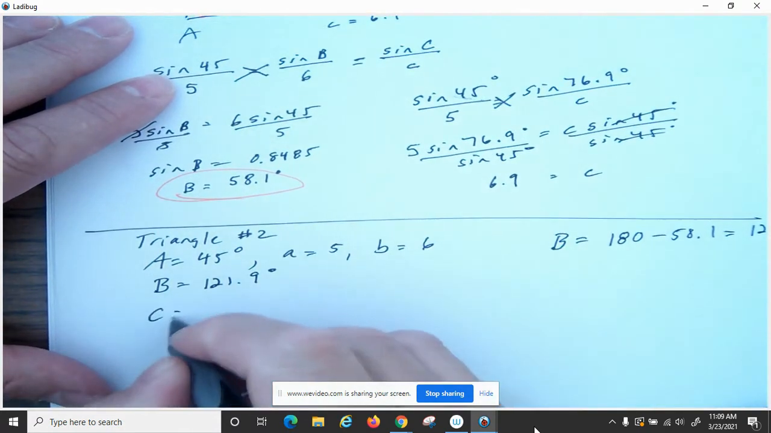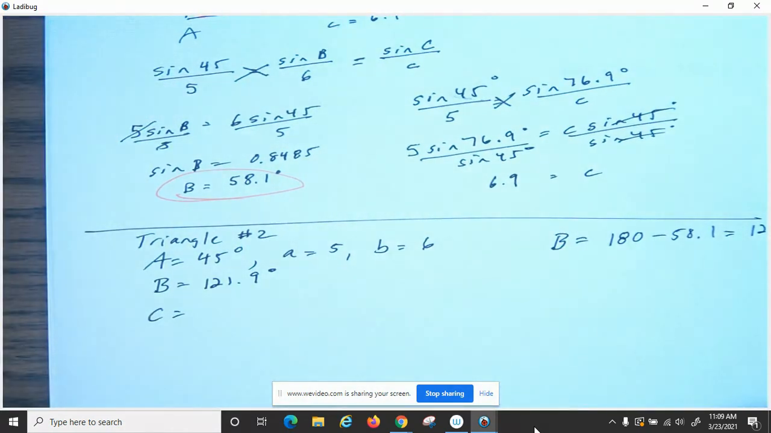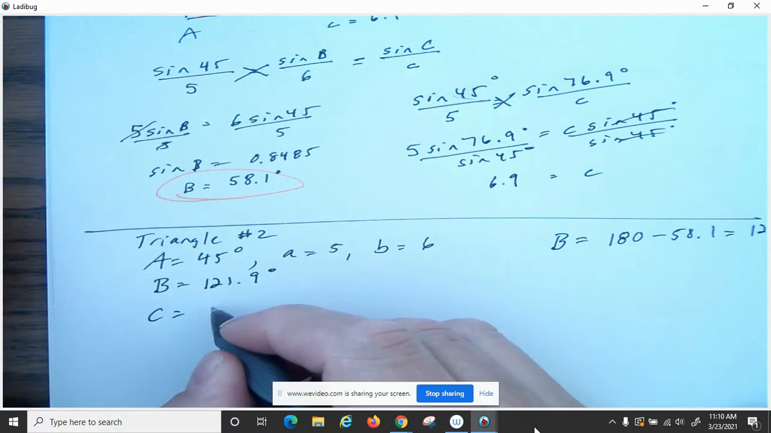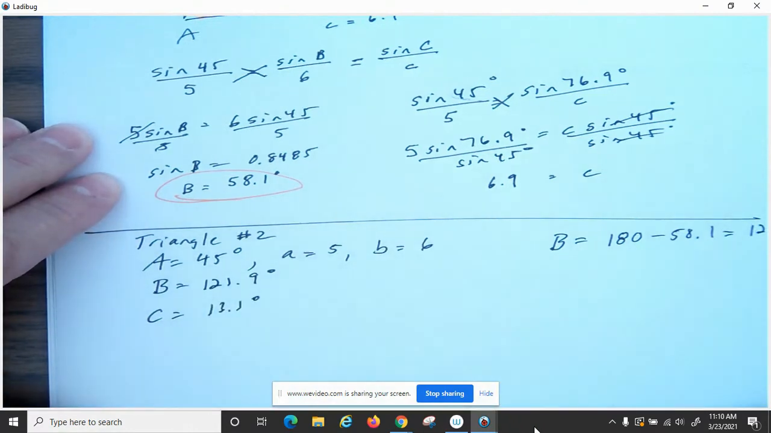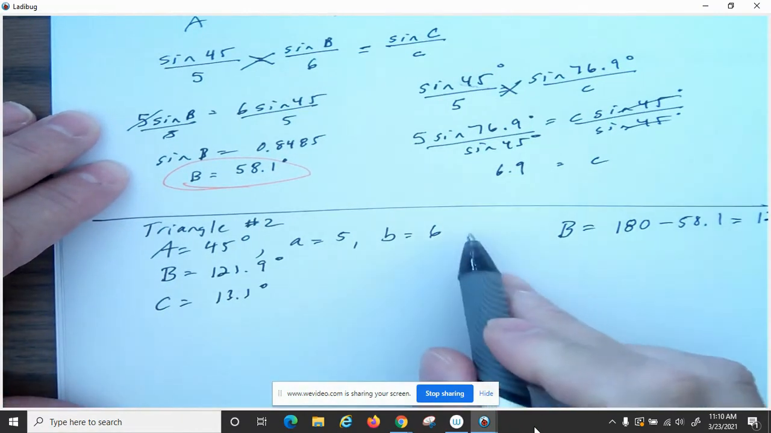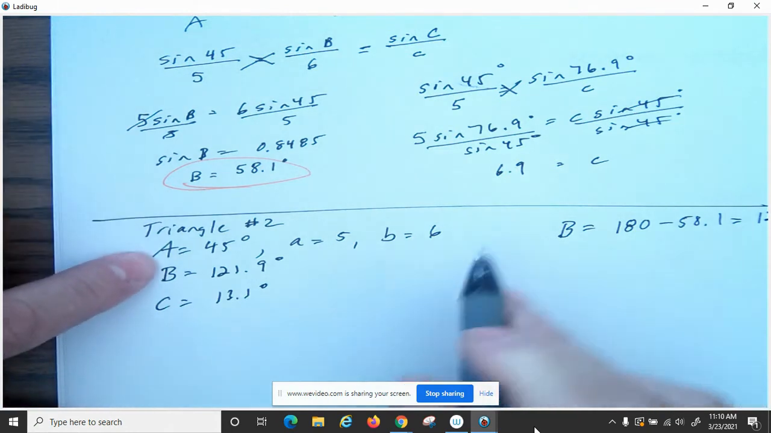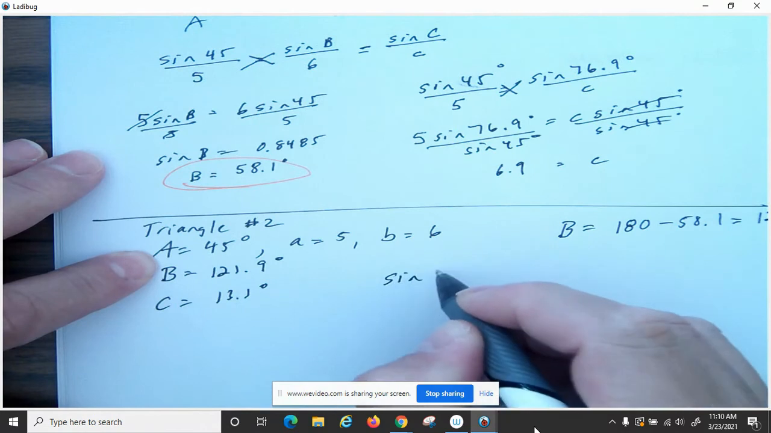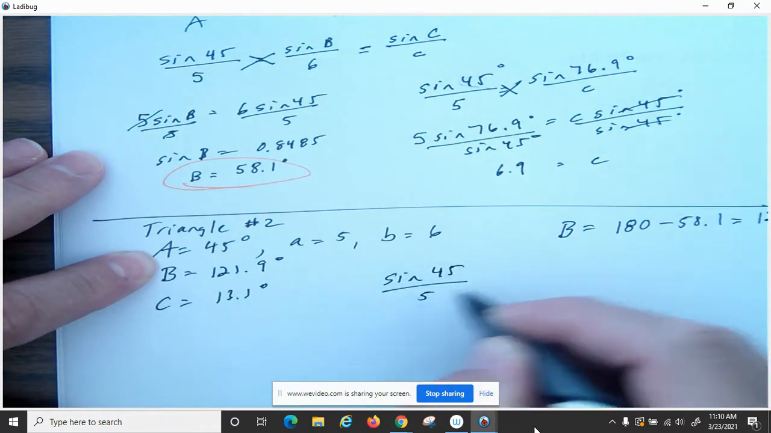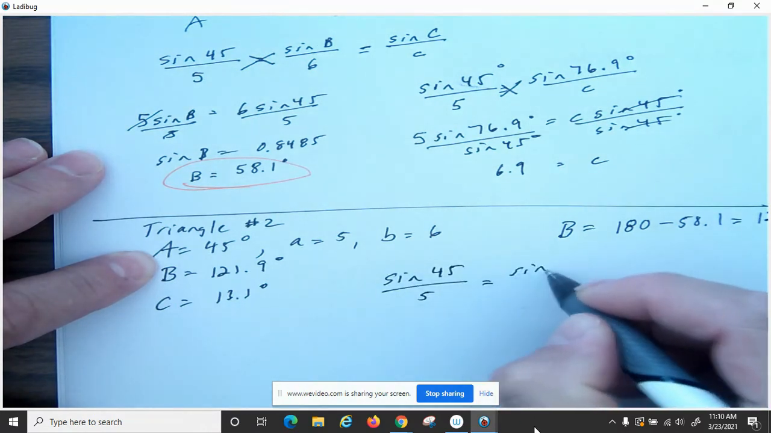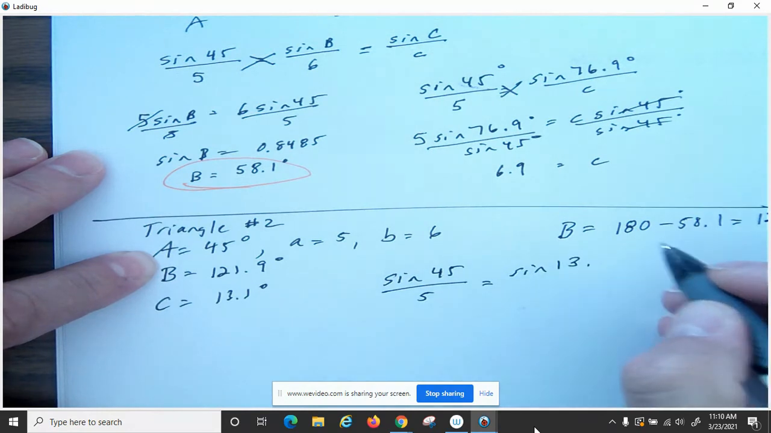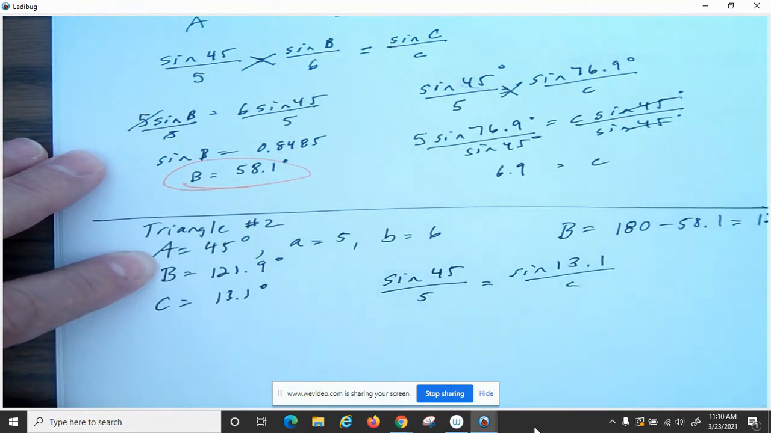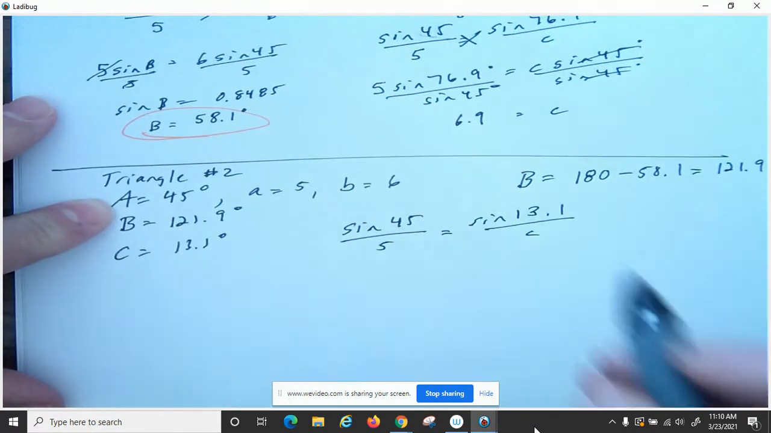From here, I can go ahead and find angle C by doing 180 minus 45 minus 121.9, and that will give me 13.1 degrees. The only thing else I need to find is side C, excuse me. So I'll use the sine of angle A over A is equal to the sine of angle C over C, and then I'll solve for C.